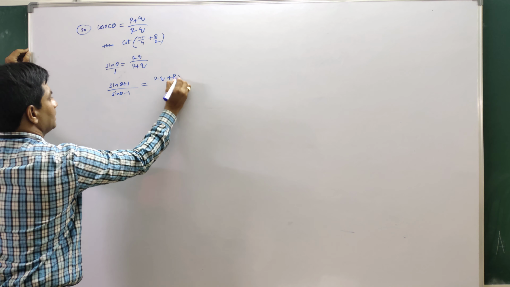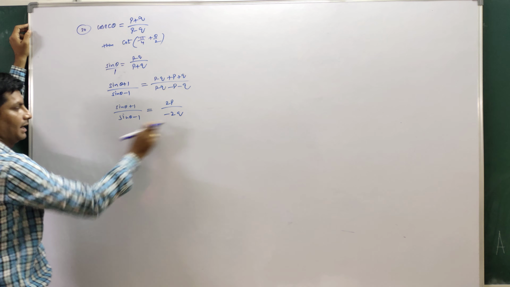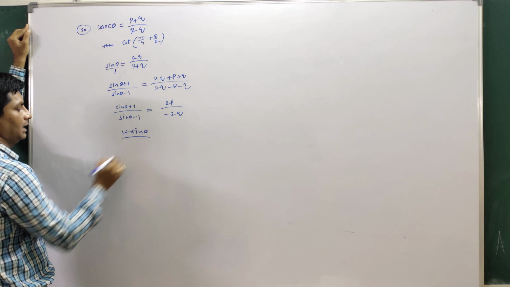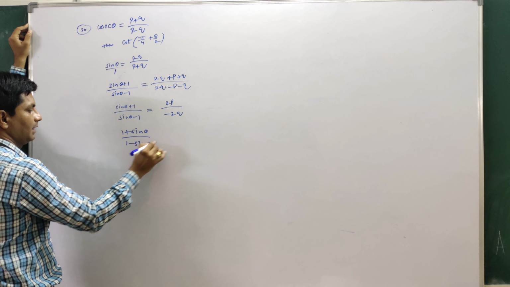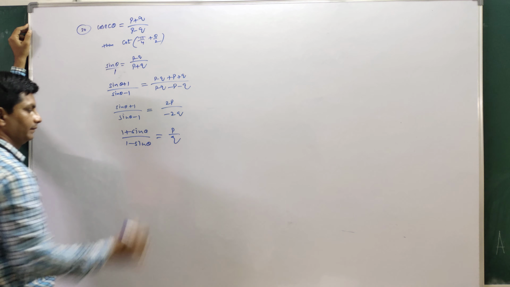So this is again what? (Sin theta plus 1) by (sin theta minus 1) is equal to: Q gets cancelled. This is 2P by what? Here P gets cancelled, minus Q minus Q, minus 2. Take minus now in the denominator, minus 1 gets cancelled. So you will get like this: (1 plus sin theta) by (1 minus sin theta) equals, 2 gets cancelled, minus gets cancelled, P by Q.